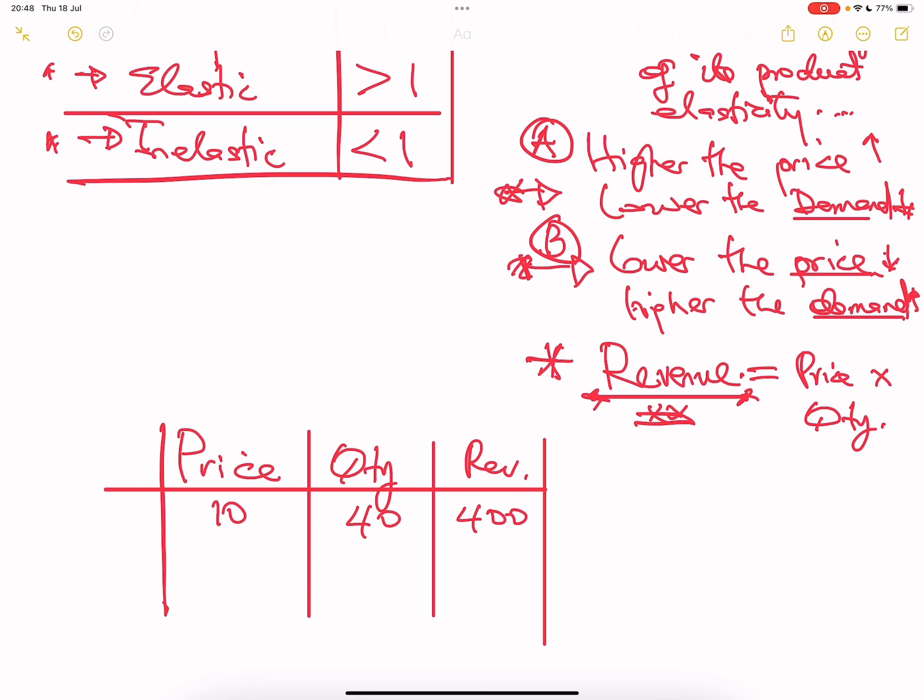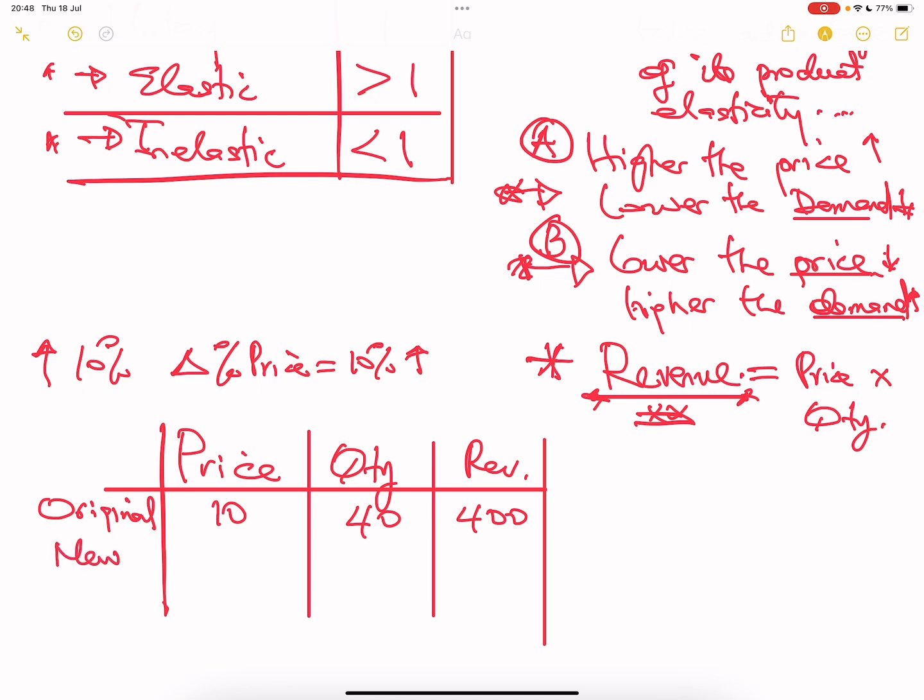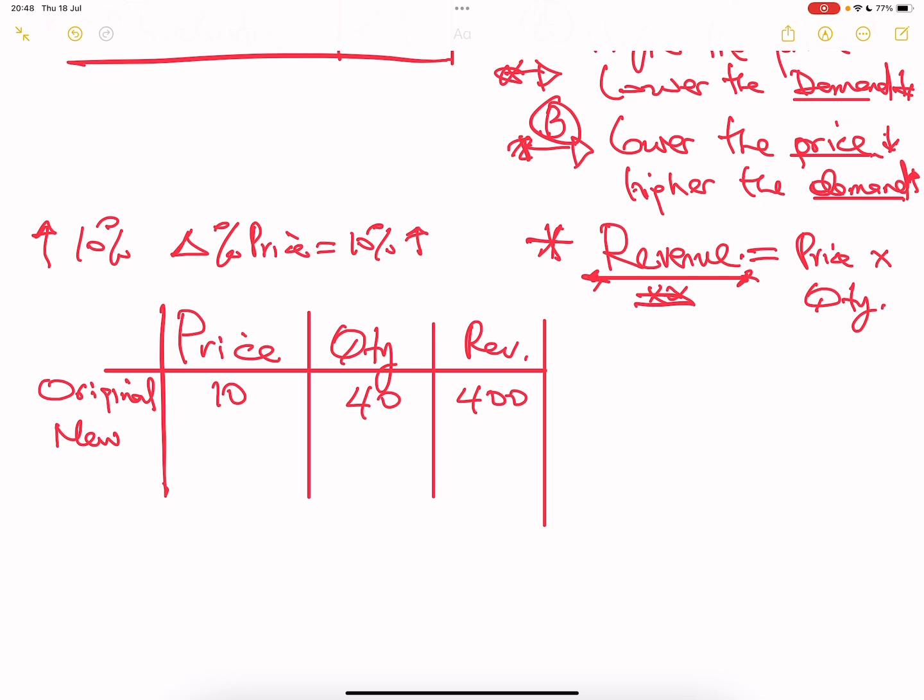Now, let's see what happens when price increases by 10%. So we're going to increase price by 10%, which means the percentage change in price equals 10%, let's say increase. So that means the new price, so this is original and new. So the new price will be 11.